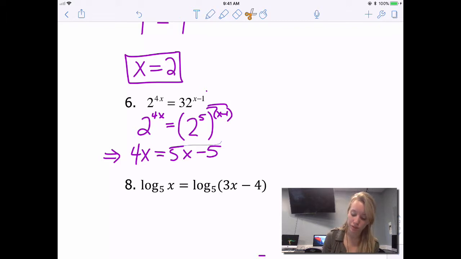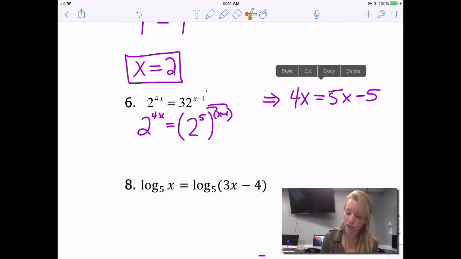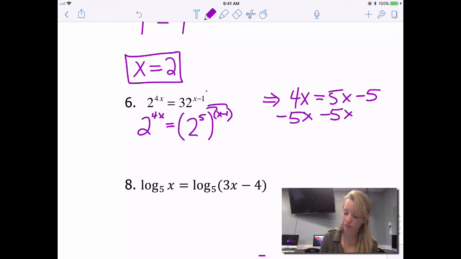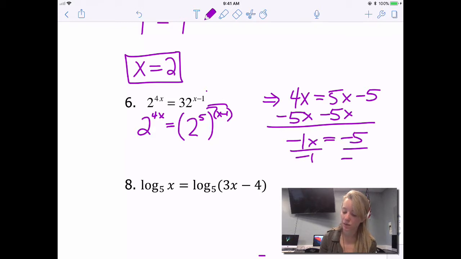So I can move this over, subtract 5x on both sides. Negative 1x equals negative 5, and x equals 5. If you want to plug that back in, you are certainly welcome to. You'll see that my left side really can't equal that right side.